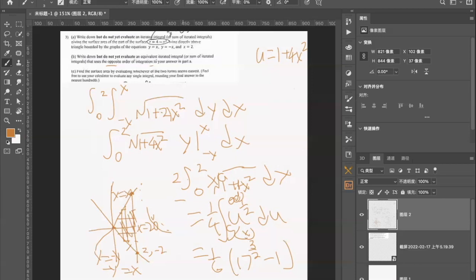Both equations, no matter which one you use, will give you an answer of 1 over 6 times the quantity 17 to the 3 over 2 power minus 1. And if you type it into Inspire, you could probably get a number, approximately 11.52. Either case works.